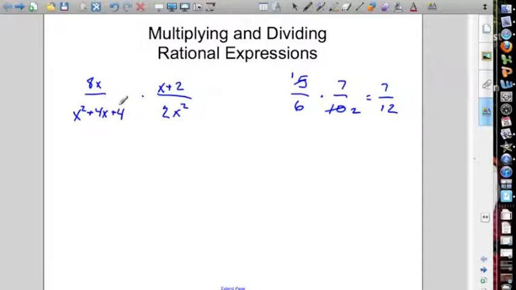We're going to do the same thing over here. Now, as I look at this one, the first step, since it is just multiplication, is we need to look to see if there's anything I can do to factor this or write it in simplest form. So the first thing I want to do is go through, I have x squared plus 4x plus 4. I want to factor that out.